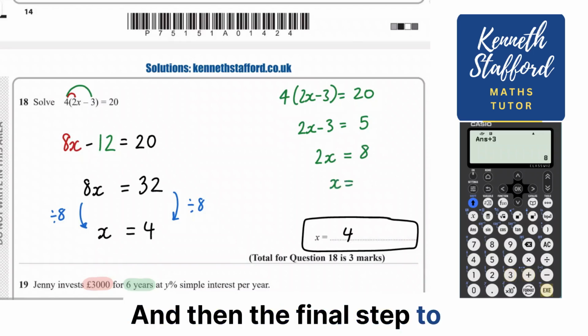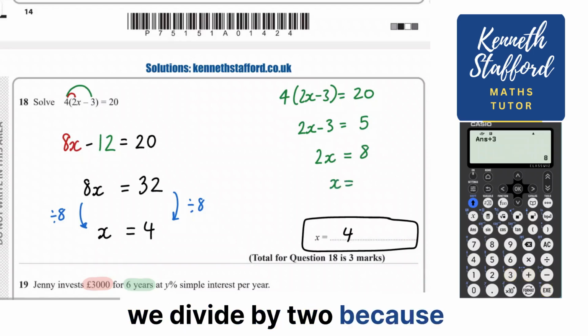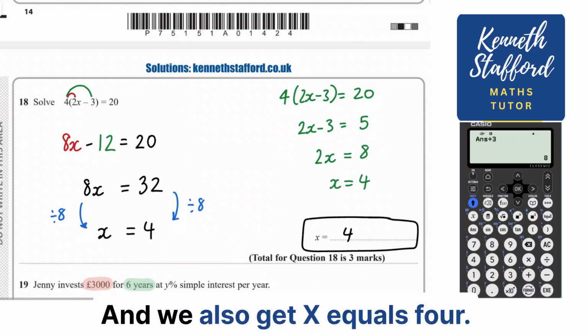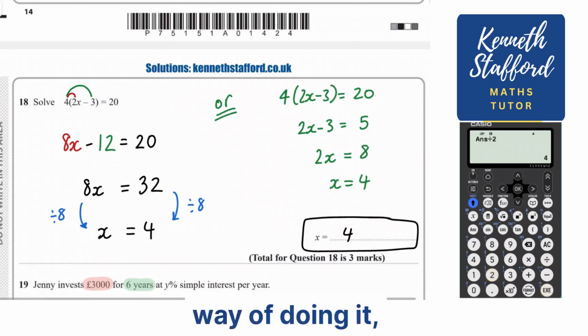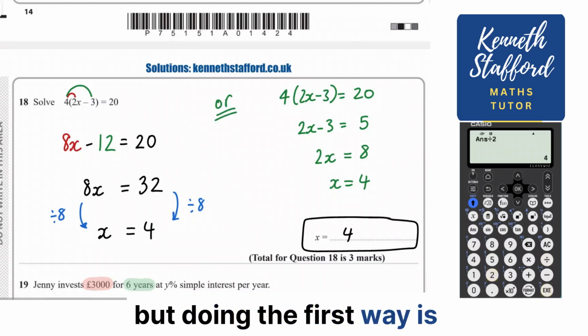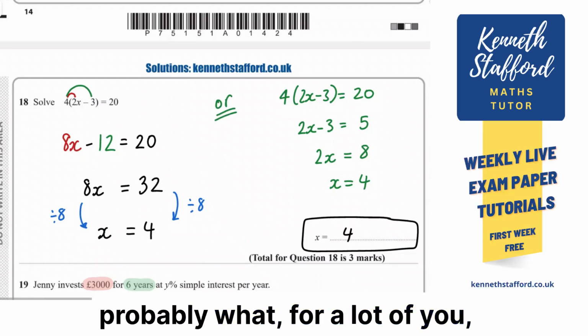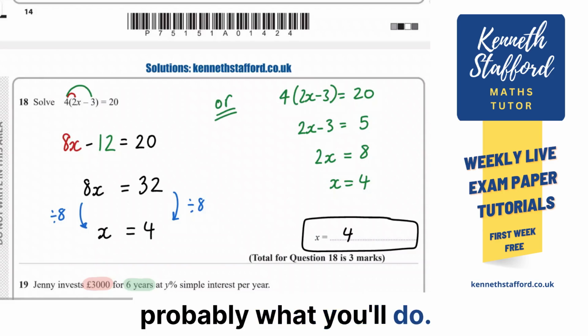And then the final step to figure out what x is, we divide by 2 because there's 2 of them, and we also get x equals 4. Probably the quicker way of doing it, but doing the first way is probably what, for a lot of you, makes the most sense and probably what you'll do.